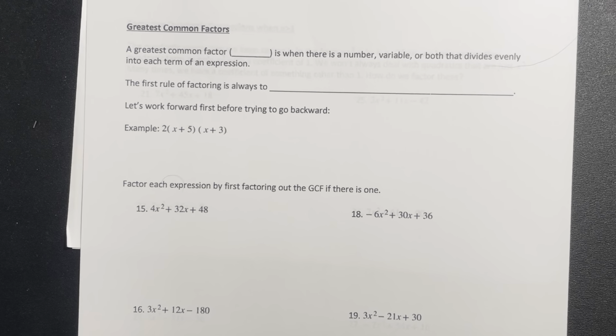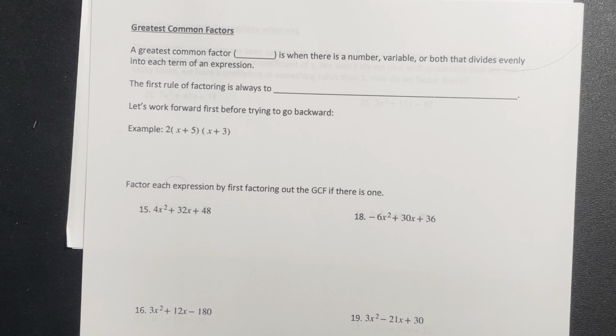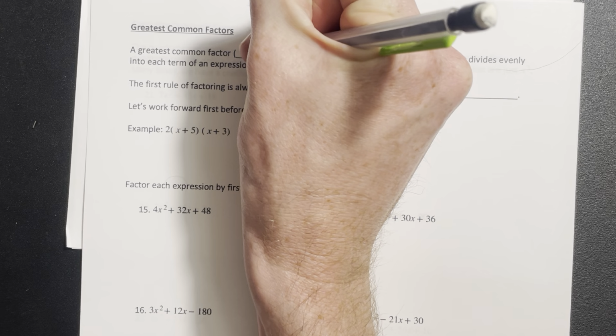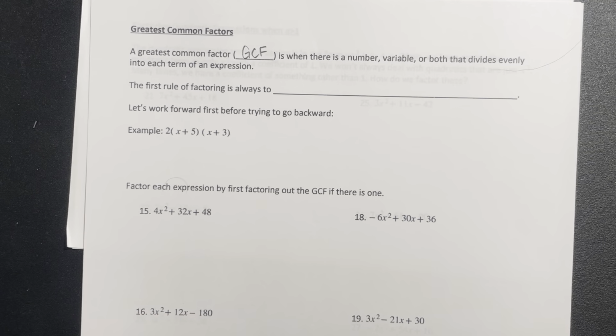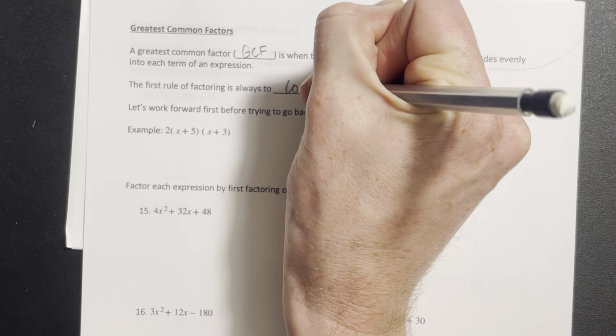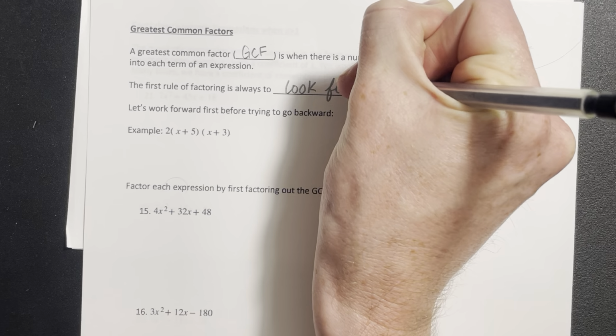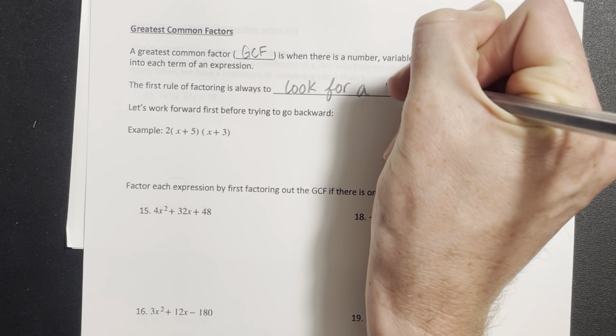The next section looks at a greatest common factor. A greatest common factor, often abbreviated as a GCF, is when there's a number, variable, or even both that divides evenly into each term of an expression. So my first rule of factoring is to always look for a GCF. This will help you out, a GCF.